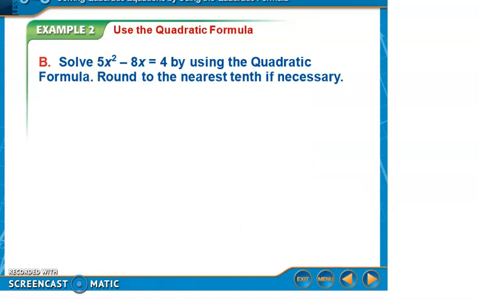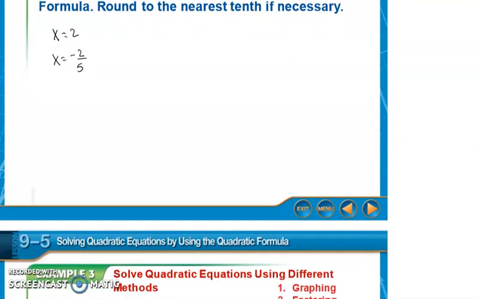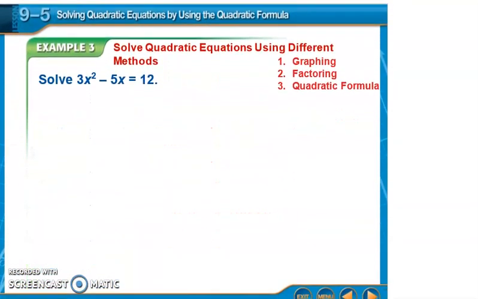Okay, so for this one, I want you to try it, pause it, and see if you can do this. You should get x equals 2, and x equals negative 2/5. I'm going to leave that one up to you to figure out, because there are different methods to solve this. So you're going to be expected to know how to do this by graphing.